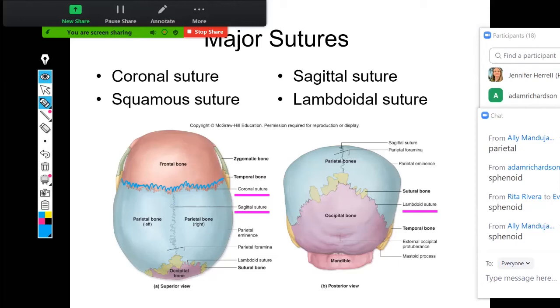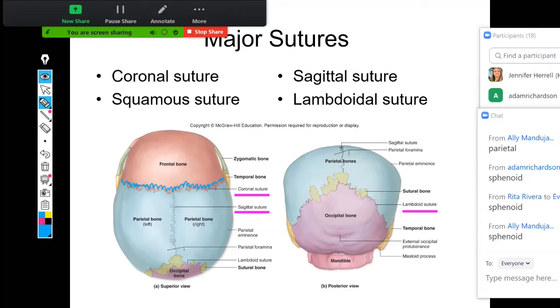When you're really little, when you're a baby, there will be big chunks of cartilage in these spaces. I want to say they're called fontanella. I may be using the wrong word there. But anyway, those are the soft spots in a baby's skull, and they seal up with bone when you become an adult. So these sutures all have names.